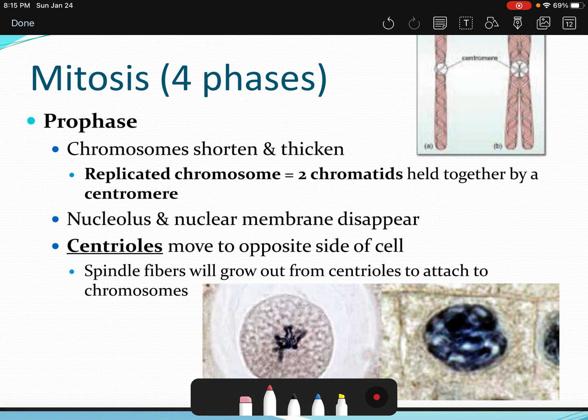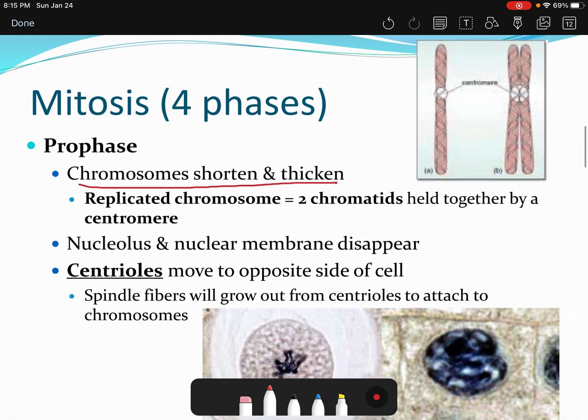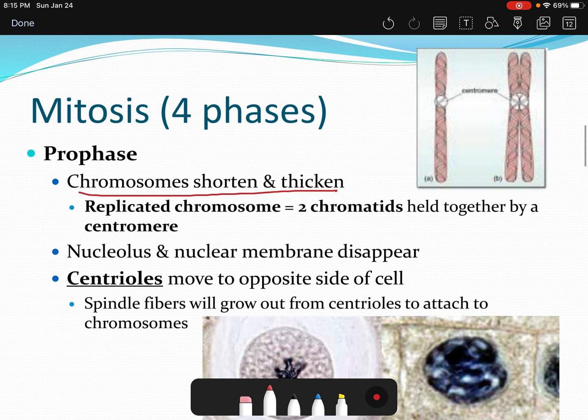With mitosis, the first phase is prophase. This is where chromosomes shorten and thicken. Remember that during interphase, the DNA was copied. That means the chromosomes were copied because they are made up of DNA. So you went from a single chromosome like this to a replicated chromosome like this. Now you have 2 chromatids held together by a centromere. That's what a replicated chromosome is.